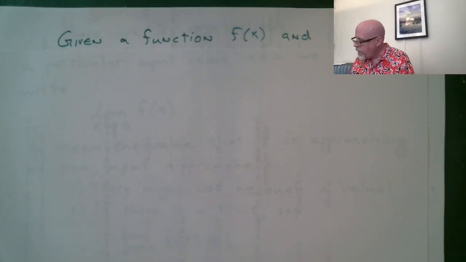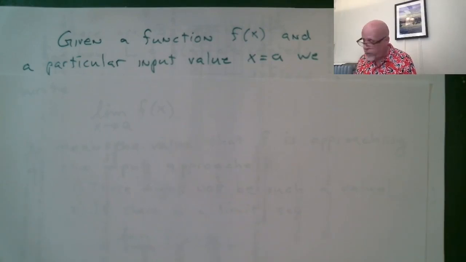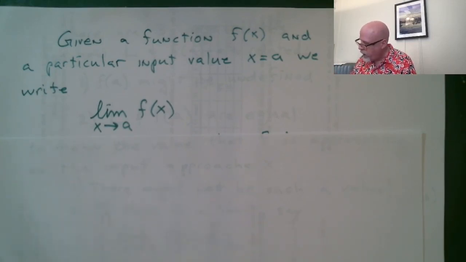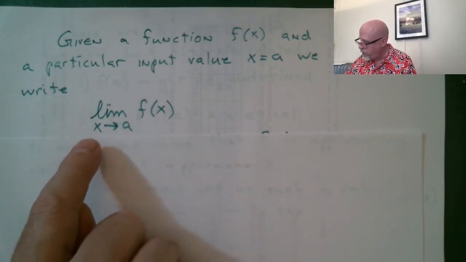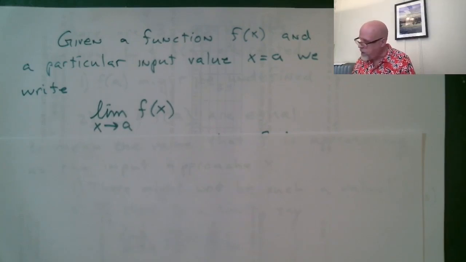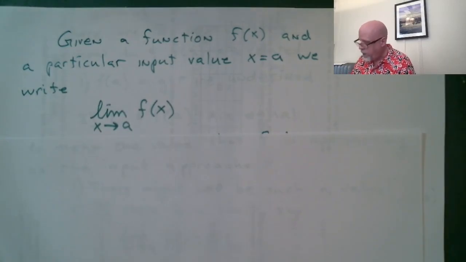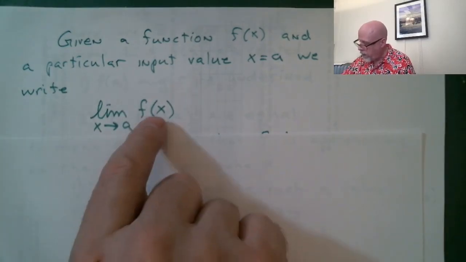All right, so here's the setup. You have a function, f of x, and you have a particular input value, x equals a. And you're interested in figuring out what f is doing as you approach x equals a. So the way that's written is this. You write the word lim, L-I-M, and usually people do it in cursive, but you don't have to. Underneath that, you describe how the limit is being done. And this bit where it says x arrow to a is read as x approaches a. So that whole first part of the symbol means the limit as x approaches a of f of x.